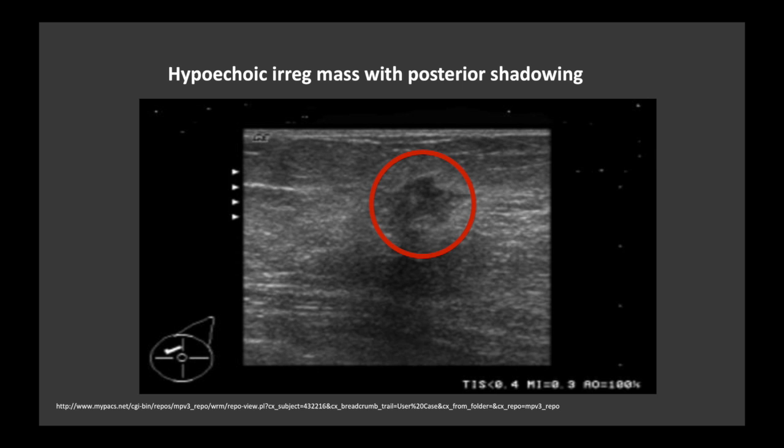Here's another one. This one is much more subtle. It's not very hypoechoic compared to the surrounding tissue, but still a little bit, and it certainly has an irregular pattern there.